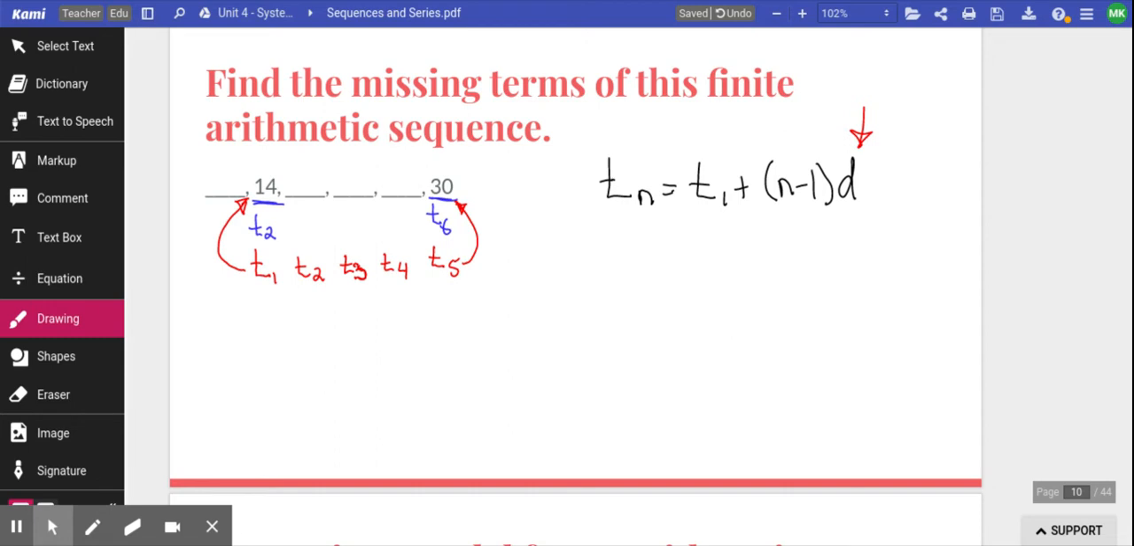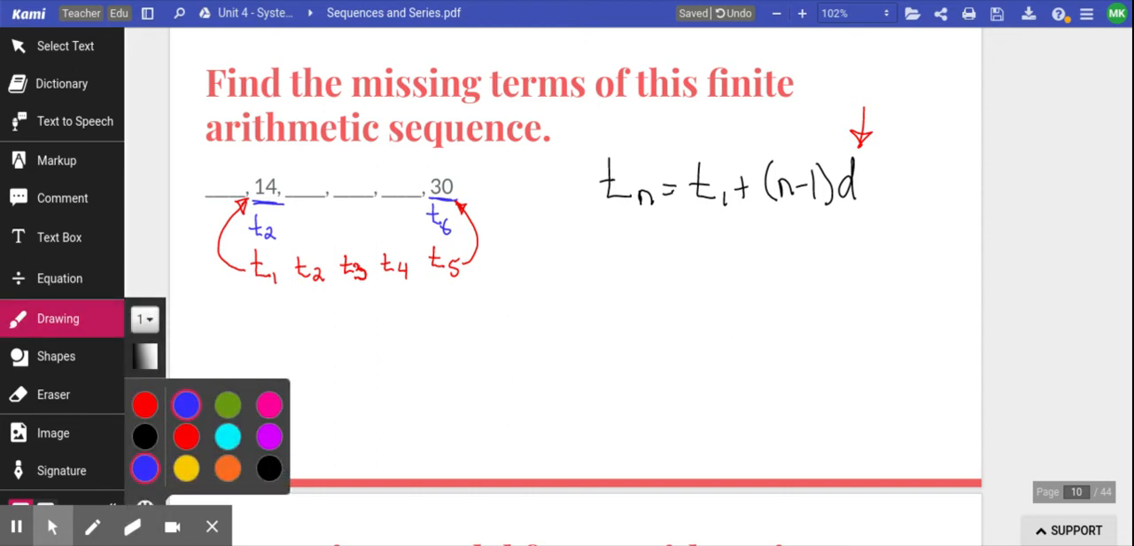So to do that, I'm going to put T of 5 equals T of 1 plus 5 minus 1 times d. T of 5 was 30. My new T of 5, right? Which equals T of 1. My new T of 1 is 14.